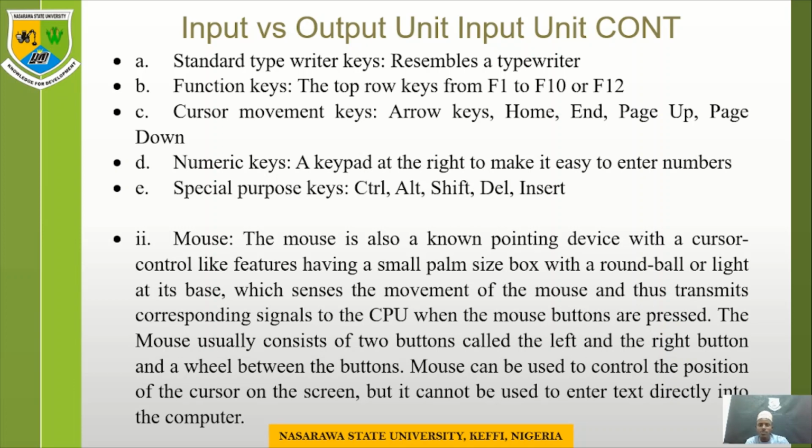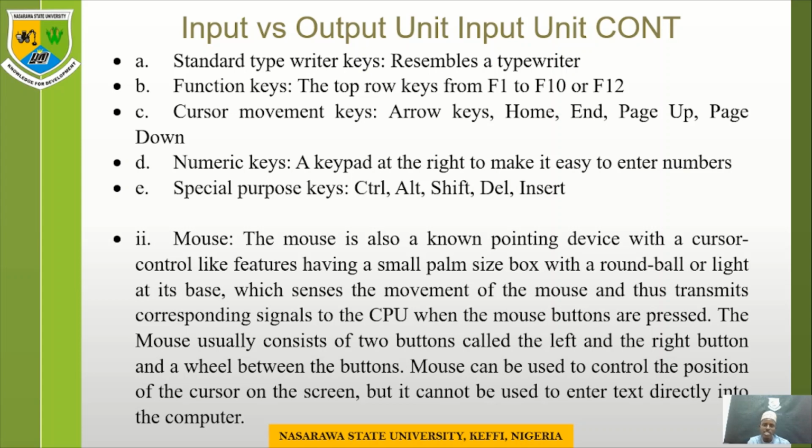Then the function keys, from F1 to F10, and on some computers up to F12. They are mostly at the top of your keyboard. Every key has its own particular function. Then the cursor movement keys, which move your cursor from one direction to another. You have the arrow keys, meaning the up, down, left and right arrows, and the home key, end key, page up and page down. All these keys move your cursor from one part of your work to another.